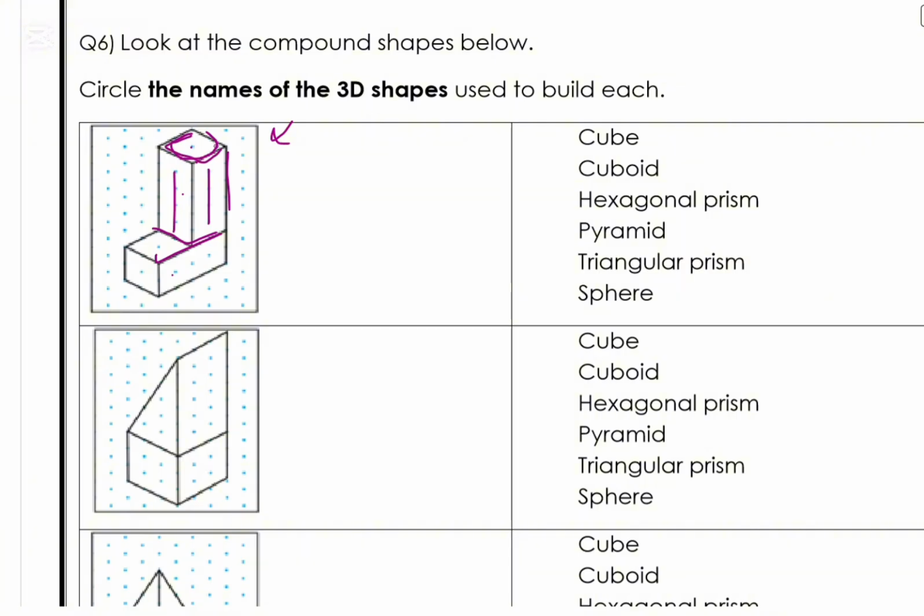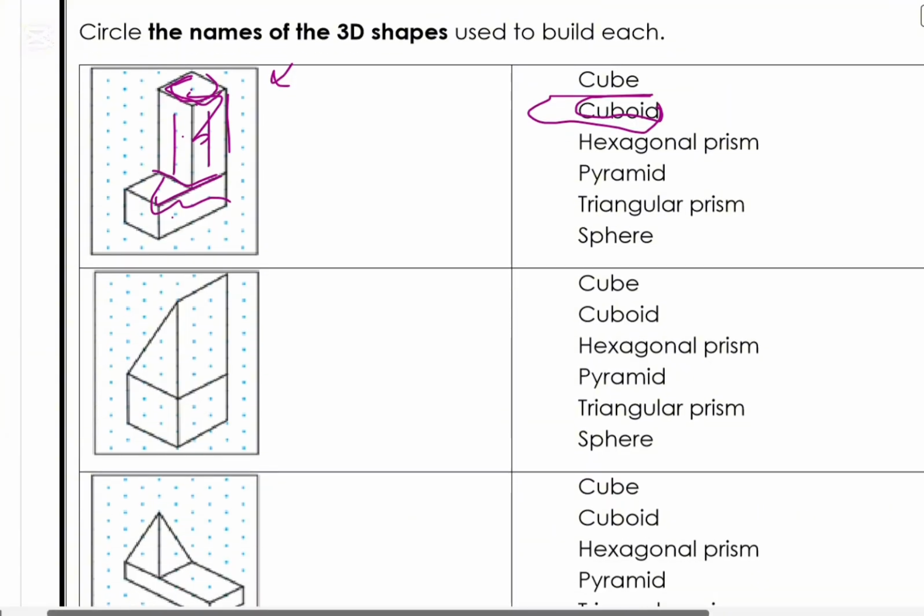What is the kind of prism? Look at the base. It's a square. So a square prism, or we say cuboid. This is a cuboid, and since this is a cuboid, this one is also a cuboid. So you have two cuboids, guys, represented in this picture with each other as a compound shape.